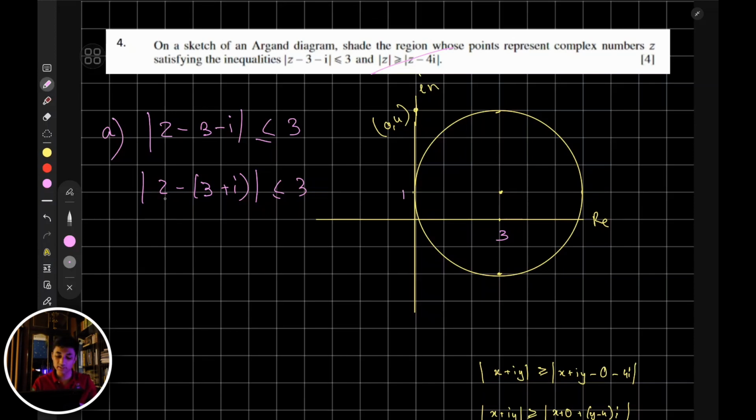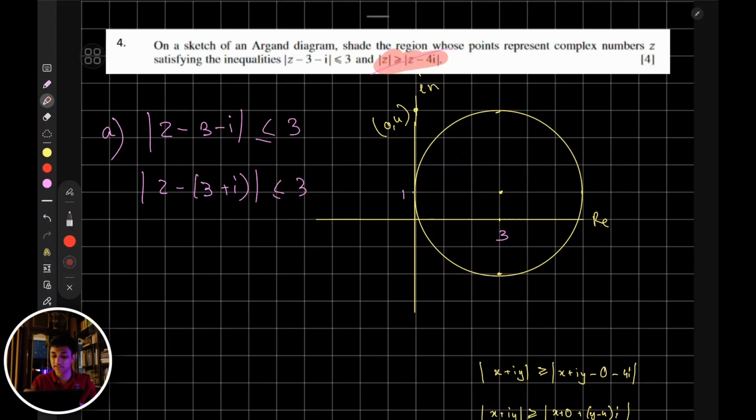What are they telling you? z can be at any point on the Argand diagram where the distance from z to this point is always going to be 3 or less than 3. So you draw a circle with radius 3 where the center is (3, 1). If you do that, you get this circle, and you have to shade.